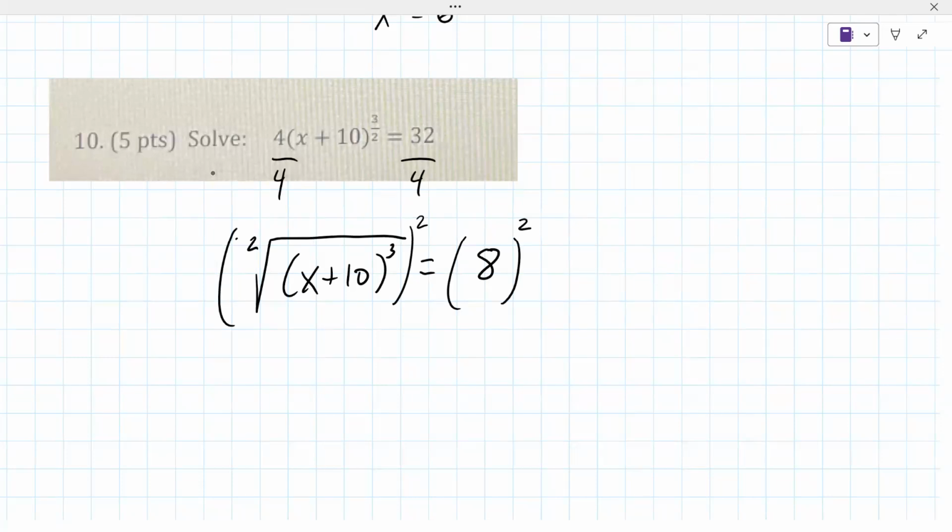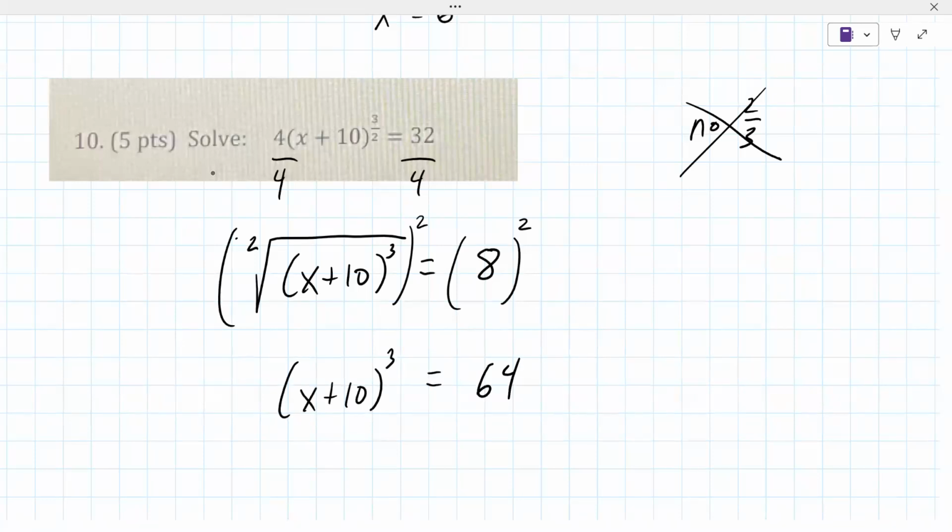Just the 2. Not the 2/3. No to 2/3. That's not the right way to do it. That's wrong. Don't do that. All right, so now it undoes the root, but you still have the power of 3. 8 to the power of 2 is 64.